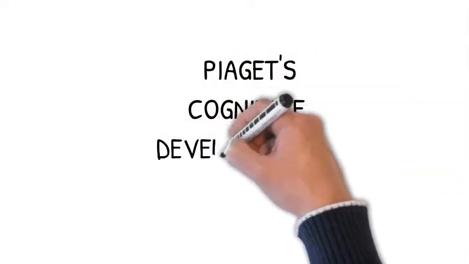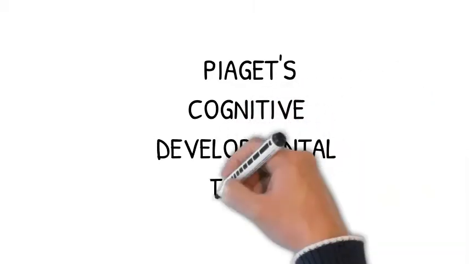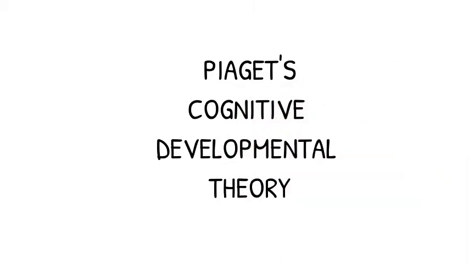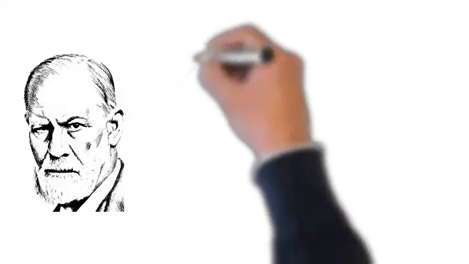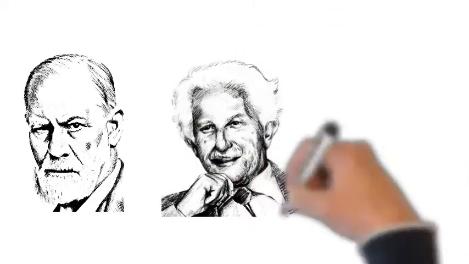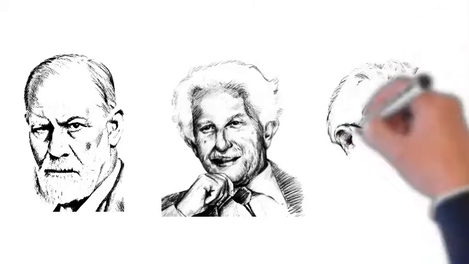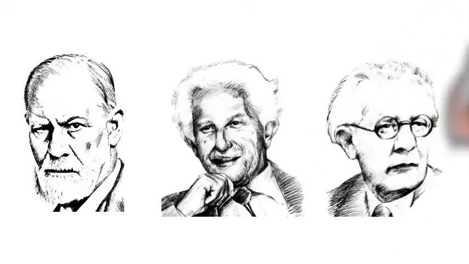Okay, let's talk about Jean Piaget's cognitive developmental theory. We have Sigmund Freud, who came up with the psychosexual developmental theory, and we have Erik Erikson, who came up with the psychosocial developmental theory, and now we have Jean Piaget, who came up with the cognitive developmental theory.